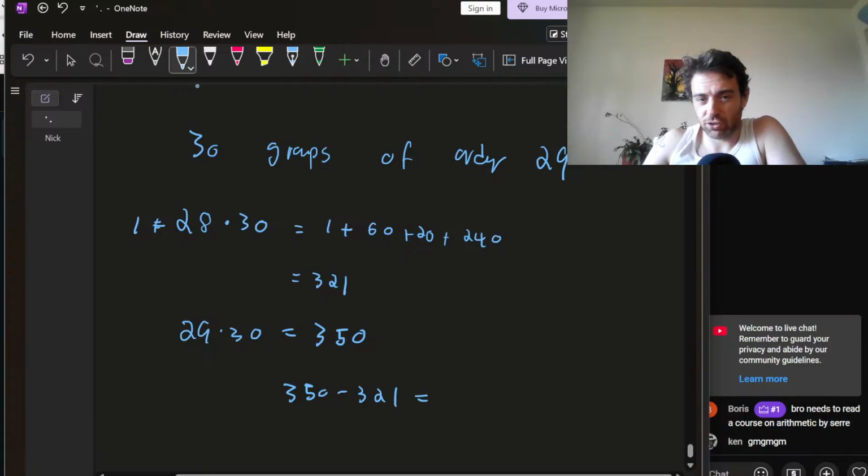And so that leaves us with what? How many elements left over? That only leaves us with 29 elements left over.